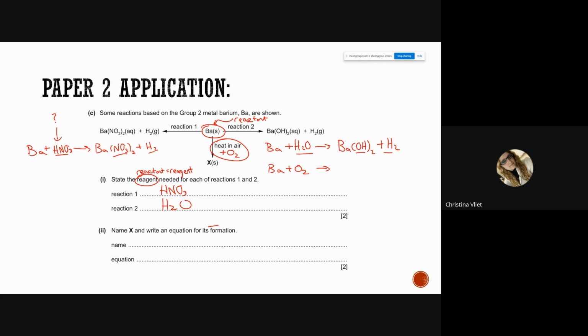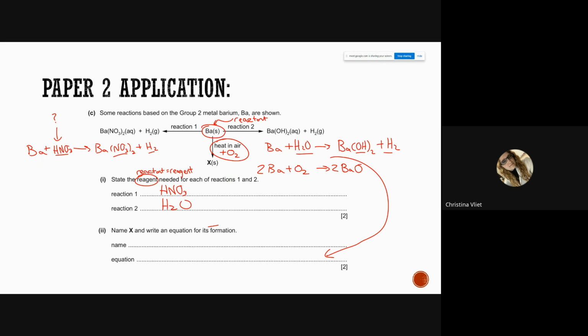Synthesis. Element plus element makes compound. What's the compound when I put Ba and O together? 2 in front of BaO and 2 in front of BaO. Which is the answer for down there, right? Because it has the equation. You can put an arrow to that if you want, instead of writing it again.